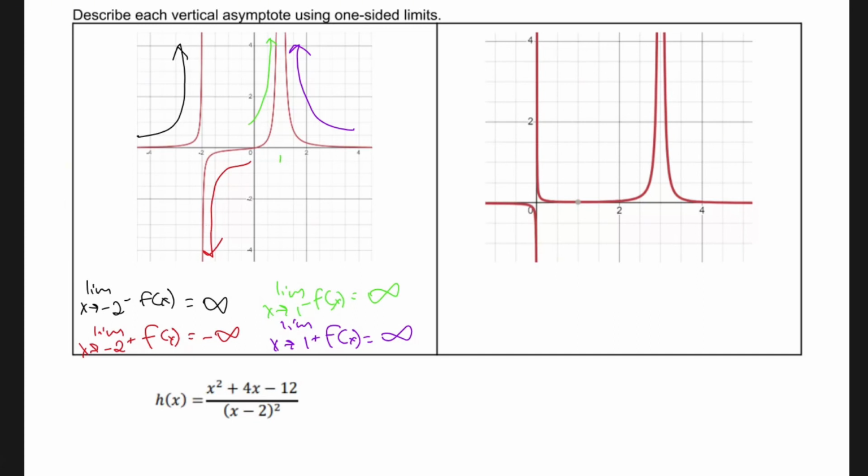Let's do it again. I have a vertical asymptote at 0, so we'll call this g of x. The limit as x approaches 0 from the left of g of x has me going down there, so that's negative infinity. The limit as x approaches my vertical asymptote 0 from the right of g of x has me going up here, so that's positive infinity.